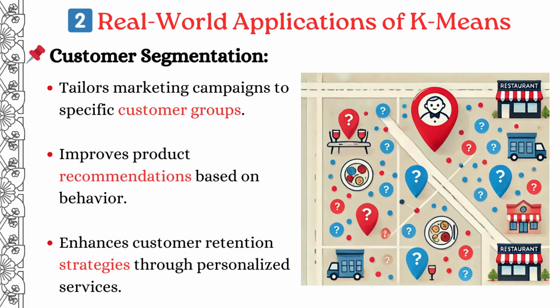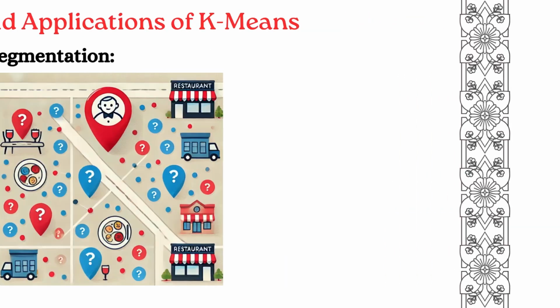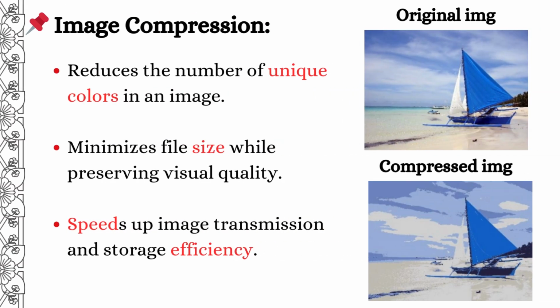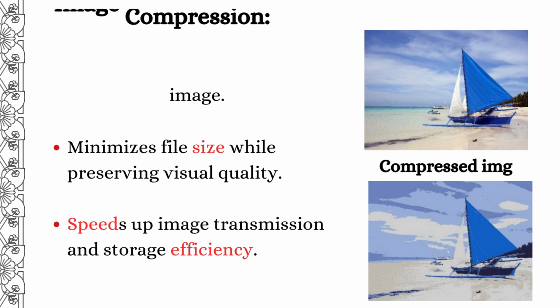This helps in designing targeted marketing campaigns and improving customer experience. Image compression. It reduces the number of unique colors by clustering similar pixels. As a result, you get smaller file sizes with minimal visual quality loss. Great for storage and web optimization.